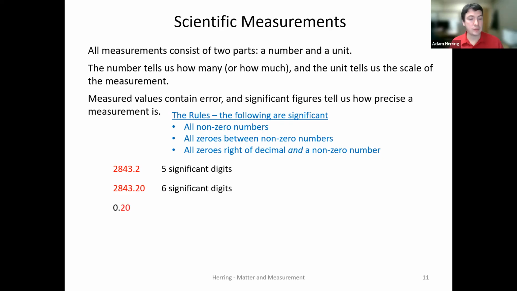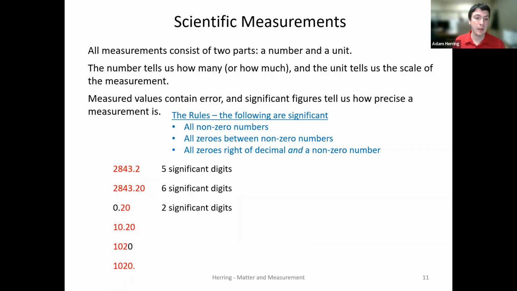However, 0.20 only has 2 significant digits. It only has 1 non-zero number and 1 0 that's to the right of a decimal and a non-zero number. The 0 to the left is not significant. Let's see if you can figure out the number of significant digits in these 3 numbers. Pause the video and try to determine it.